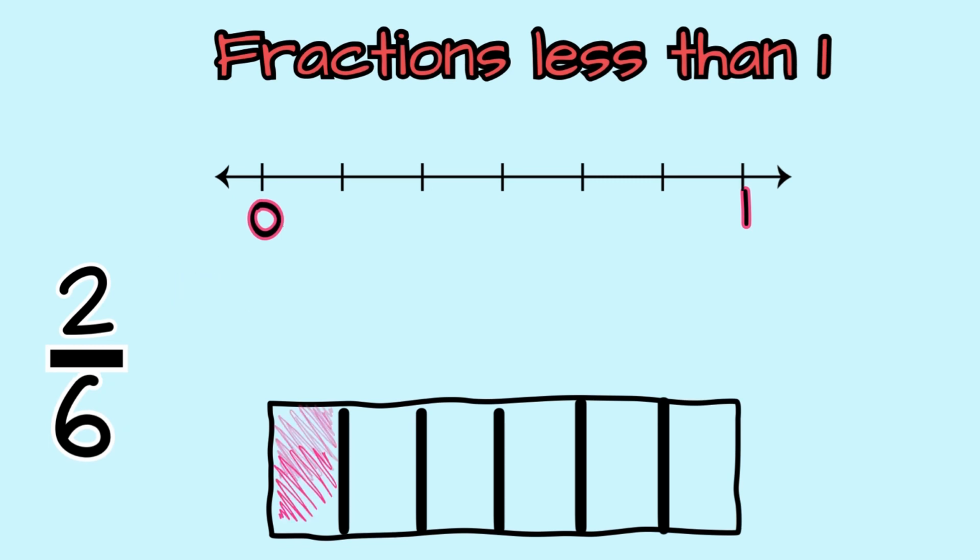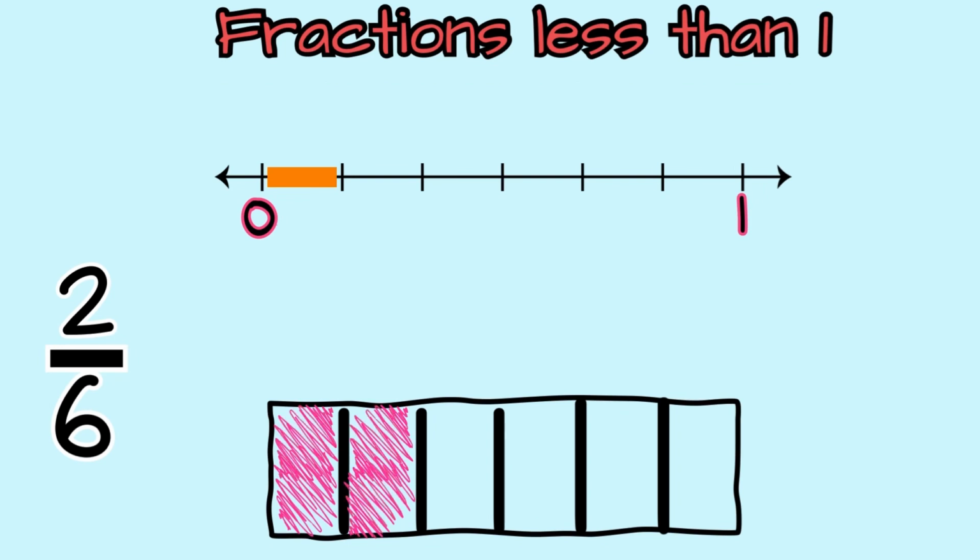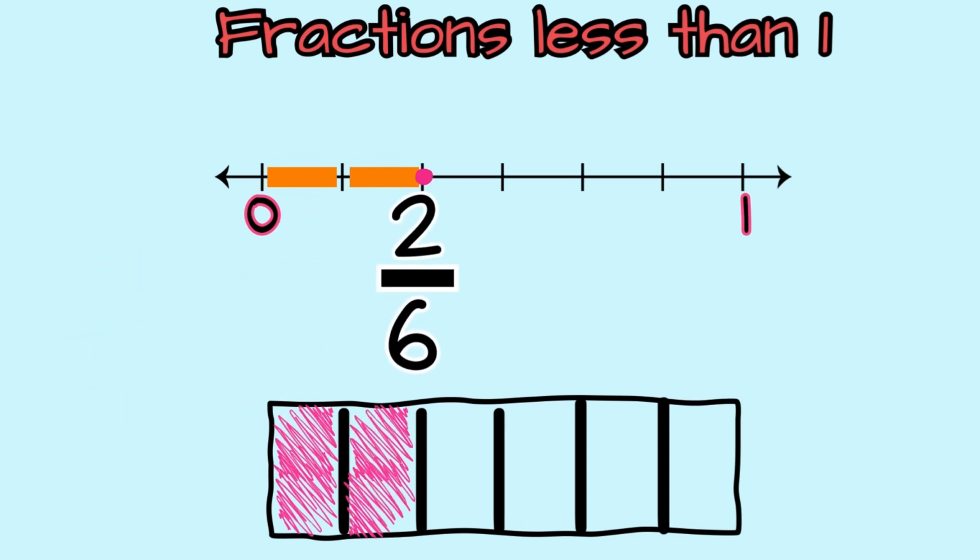So let's begin. 1, 2. Here I have my 2 shaded parts. And then I'm going to look at the number line and I'm going to count exactly the same 2 spaces that I was shading in the rectangle. The most important thing in this part is counting the spaces. We cannot count the lines. We have to count the spaces because we can make a big mistake if we count the lines. Space number 1, space number 2, and this is the correct place to put my 2/6 fraction.